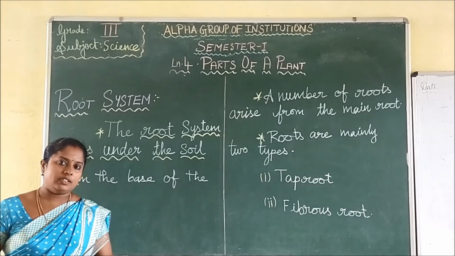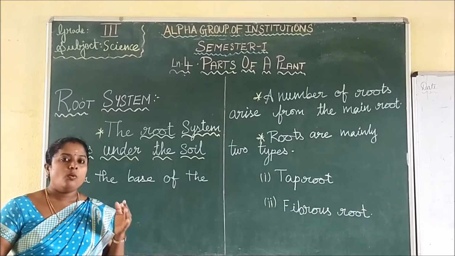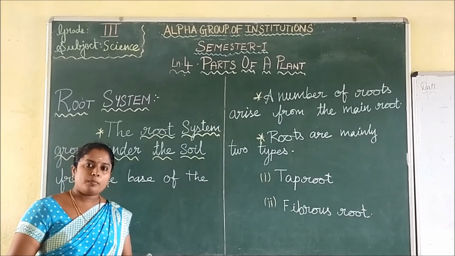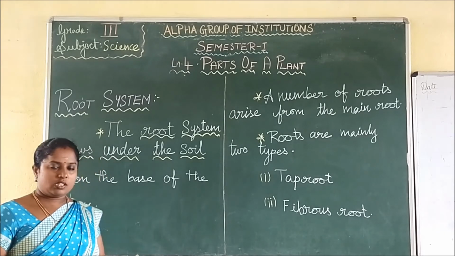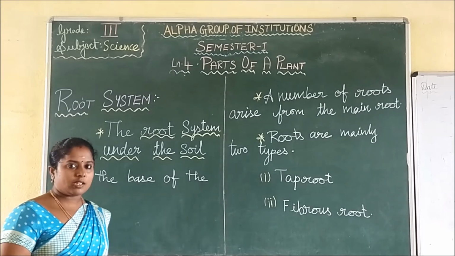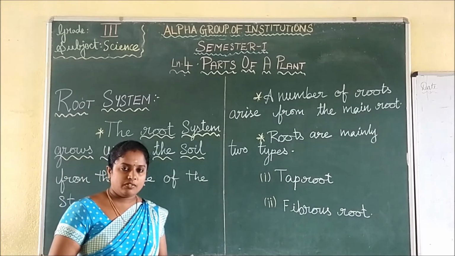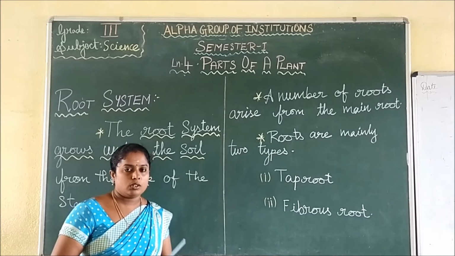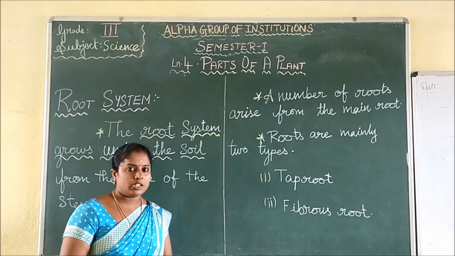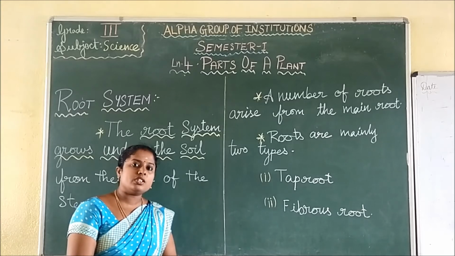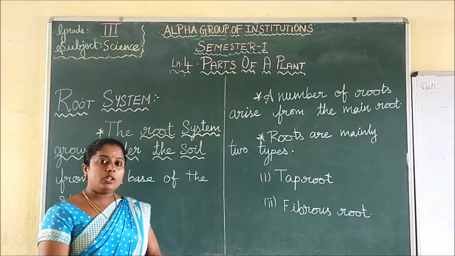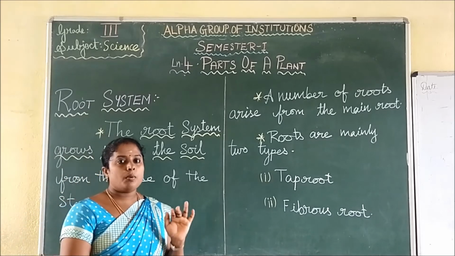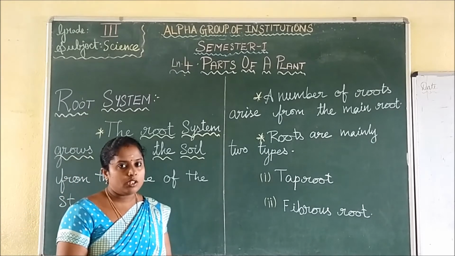So now we have seen which parts come under the root system and which parts come under the shoot system. So what is the root system? The root system is the part of the plant that is under the ground, below the ground. And what is the shoot system? The parts of the plant which are above the ground. Above the ground is called the shoot system.